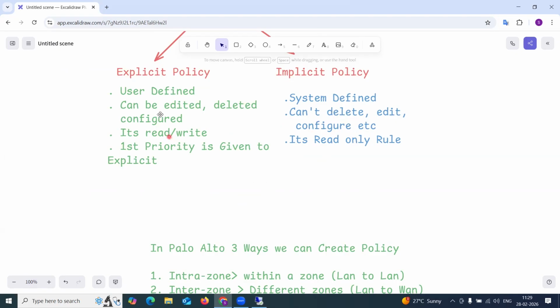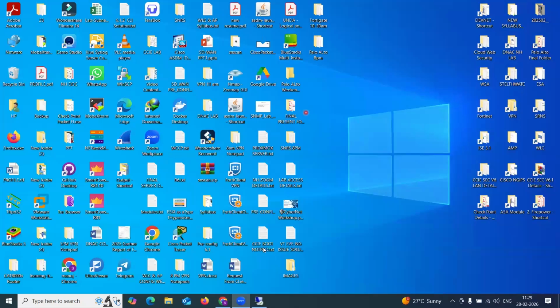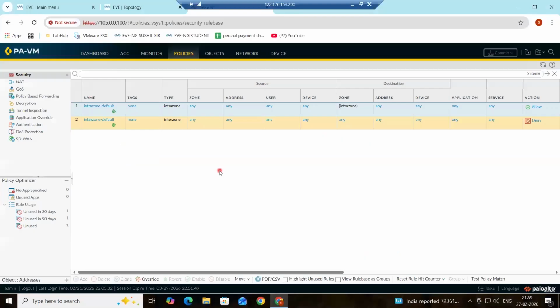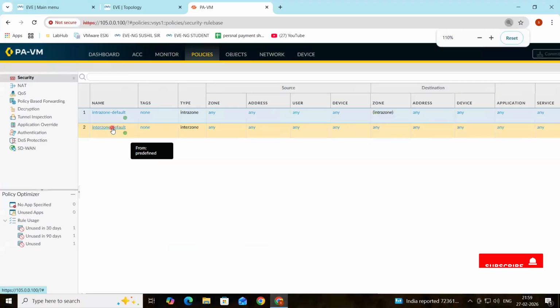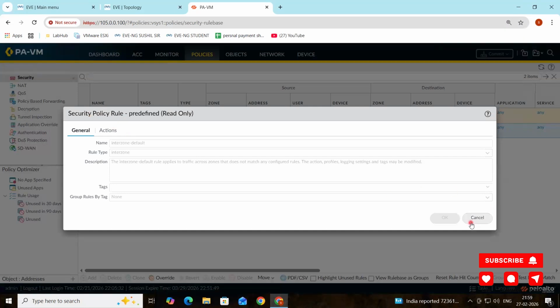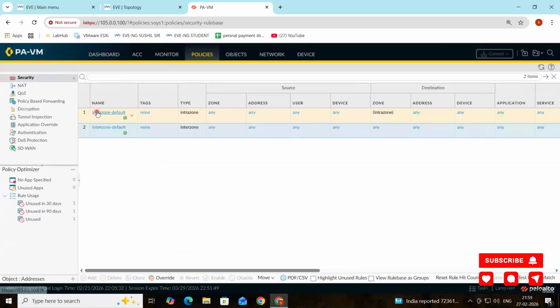Now, guys, explicit rule. Now, let me show you one example of an explicit rule. I told you first priority is given to explicit. Right now, what's the number of this implicit rule, guys? Write it down. One is intrazone and second is interzone, right? Please make a note. It is a priority. I'll tell you about the priority. Yeah, these numbers are priority, nothing but a priority.